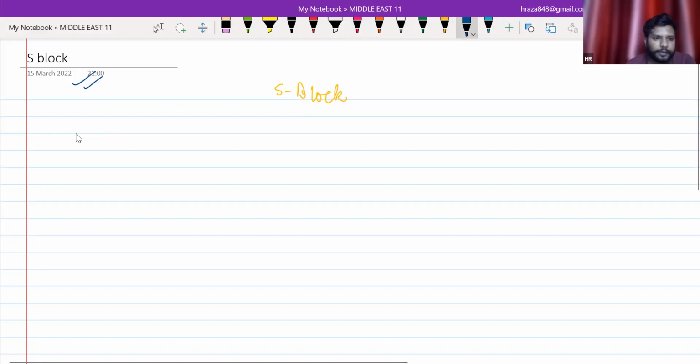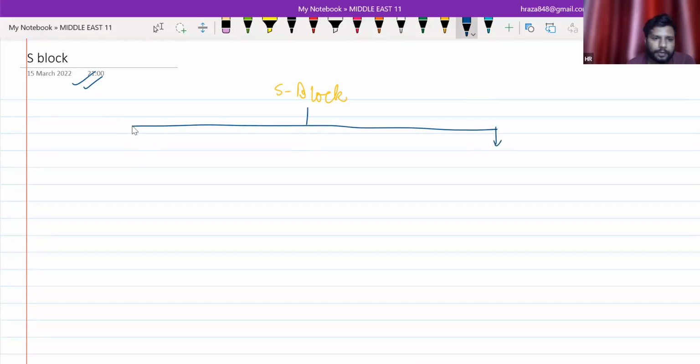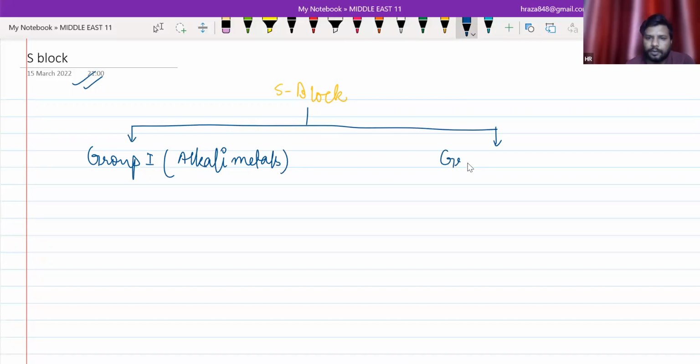So I'm going to write S block has two groups. The first one is group 1, and that is basically alkali metals. And the second one is group 2, that is known as alkaline earth metals. Alkaline earth metal.